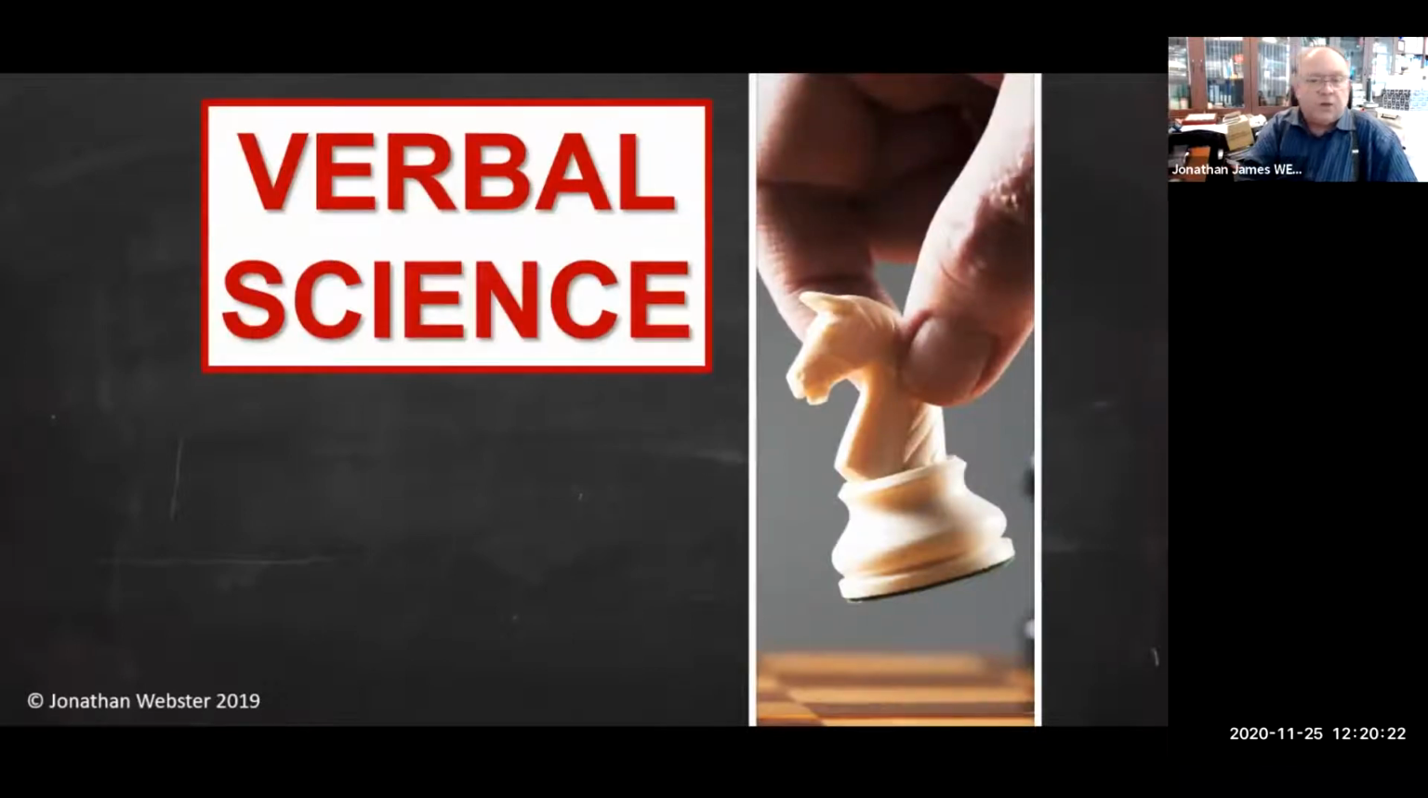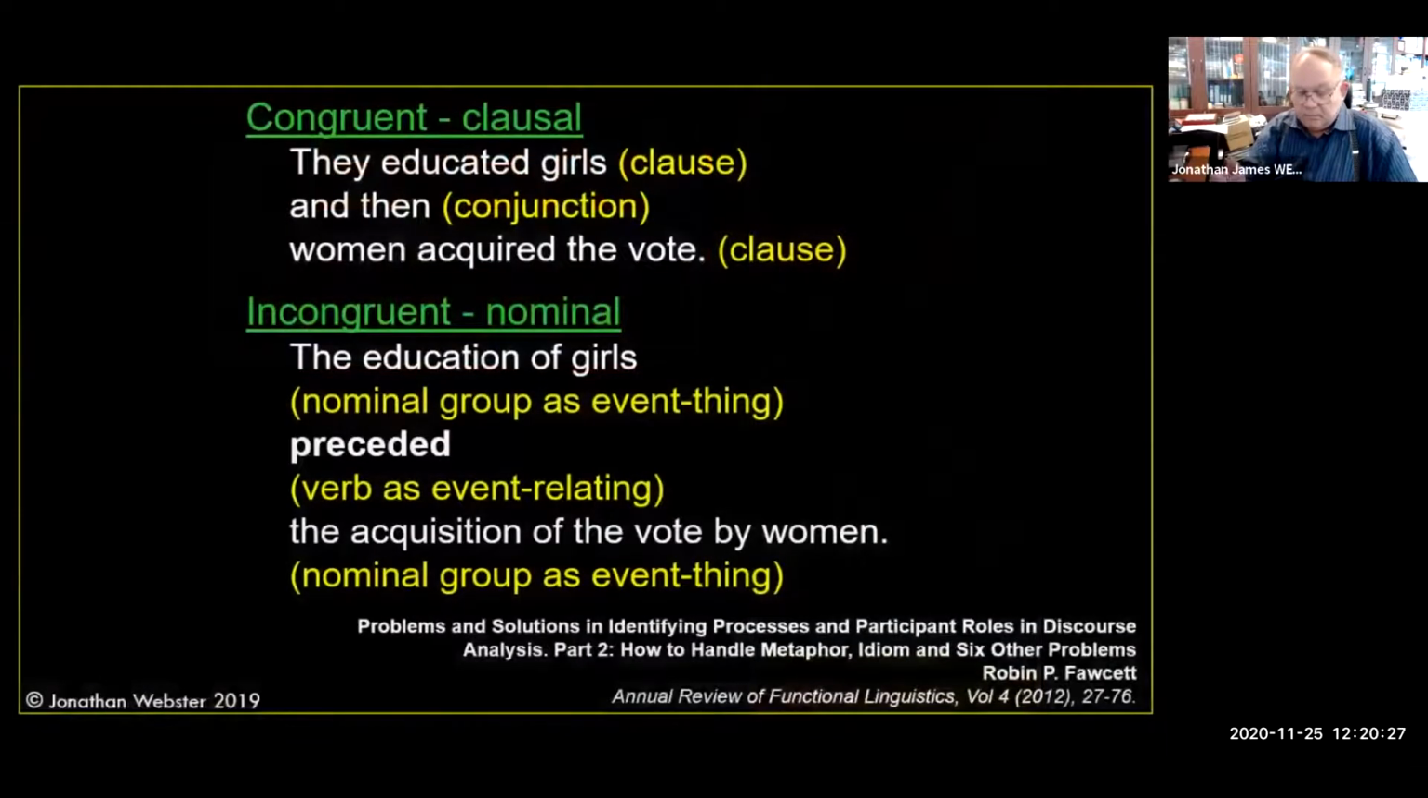We saw it in verbal science, language of invention. It comes through in the way that we write, typically for school, and later you'll see for work, where instead of talking about the world like we usually do, where we're talking about happenings as verbs, we change it. Instead of they educated girls, the education of girls. Instead of women acquired the vote, the acquisition of the vote by women.